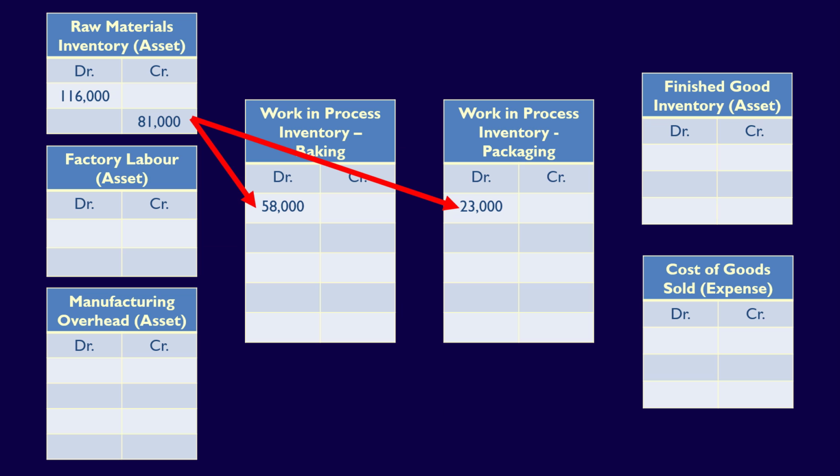In the T accounts, we need to enter a credit to the raw materials inventory of $81,000 and show that these costs have been moved to work-in-process baking, a debit of $58,000, and work-in-process packaging, a debit of $23,000.